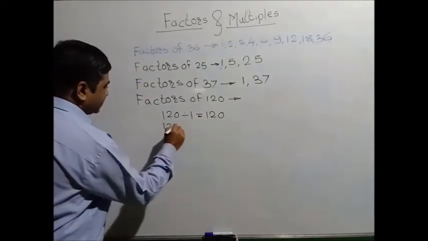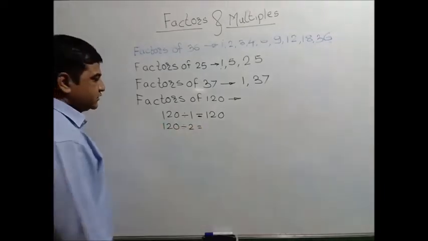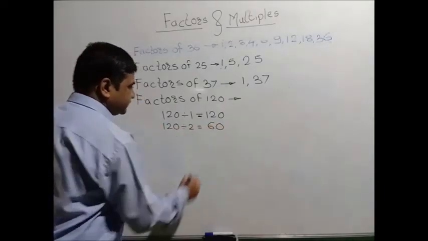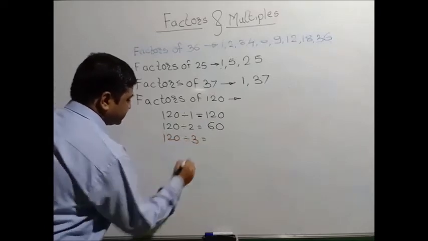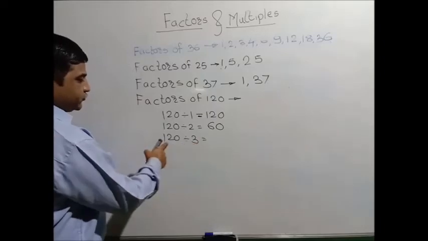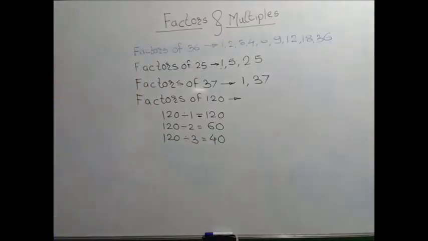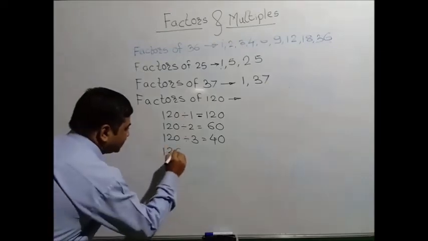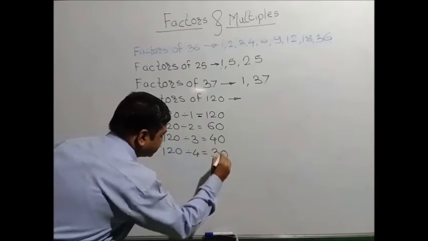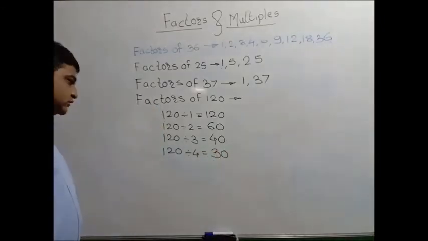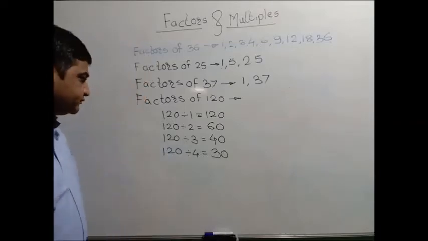Well, 120 can be divided by 2 also, because we are having 0 at the ones place. So I will get the answer as 60. Now when 120 is divided by 3, I know that 3 4s are 12. So we get the answer as 40. And when 120 is divided by 4, we will get the answer as 30.